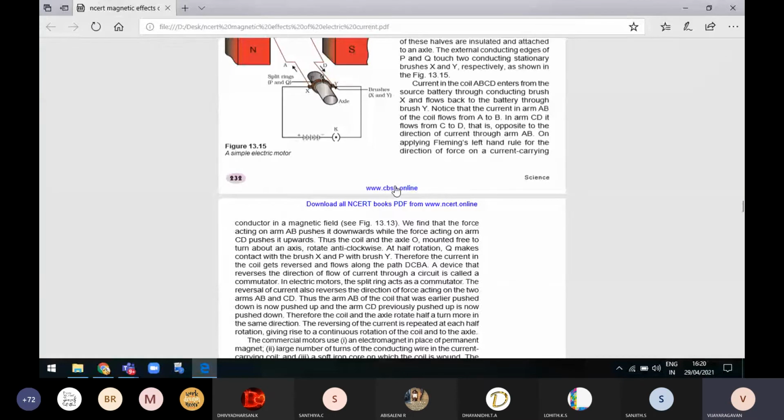at half rotation, Q makes contact with brush X and P with brush Y. Where does it go? X, and P goes to Y. Q comes to X. Now the brush is separate, not in contact. So automatically Q comes to X and P goes to Y. Q makes contact with brush X and P with brush Y. Therefore, the current in the coil gets reversed.